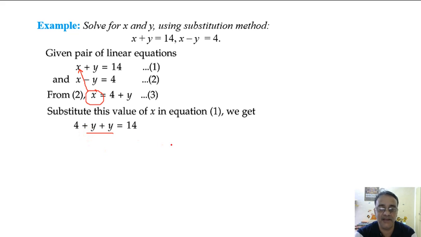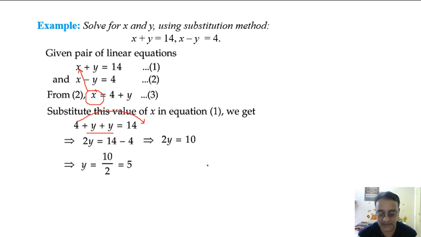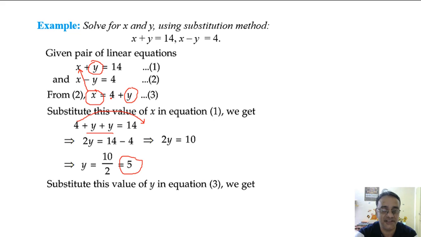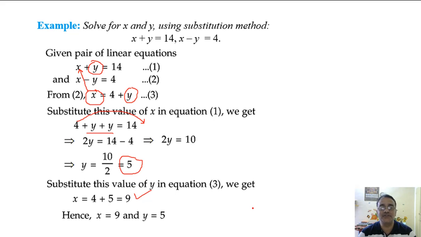So linear में आ गया हम लोग का 2y is equals to 14 minus 4, that is 10. So what is y? 5. 10 by 2, 5. This y we can substitute here, or if you want to substitute here, it is your wish. So I am going to substitute in third equation, that is 4 plus 5, 9. Hence the solution is x is equals to 9 and y is equals to 5.